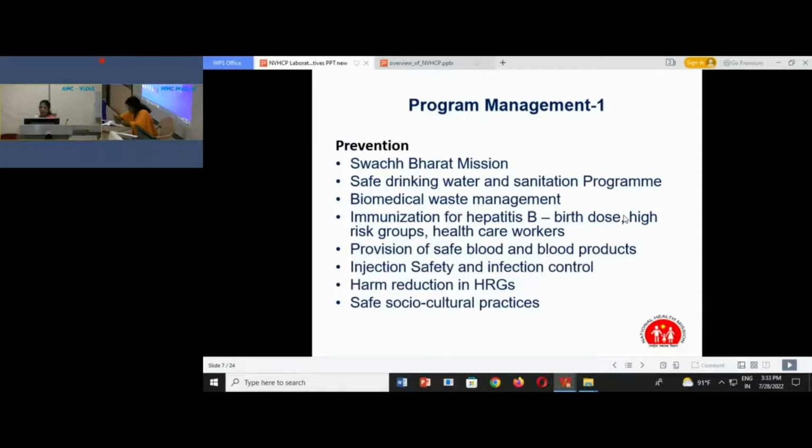Under this program, program management one includes prevention. Under the National Family Welfare Health Mission, they include the two control programs, Swachh Bharat Mission and the Safe Drinking Water and Sanitation Program. Then biomedical waste management, immunization for hepatitis B including the birth dose, high-risk groups among healthcare workers, provision of safe blood and blood products, injection safety and infection control, harm reduction among high-risk groups, and safe socio-cultural practices.